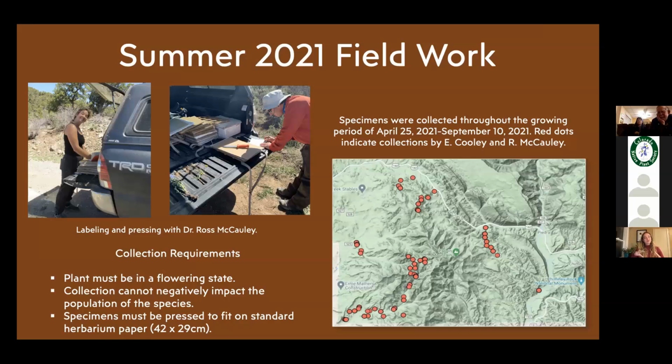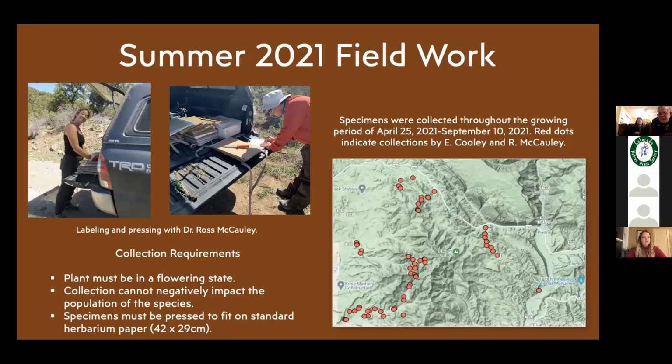And we have to make sure that the specimens fit onto a standard herbarium paper size. So we have to bend them a little bit and orient them. You take some newspaper, stick your specimen in the newspaper, fold the newspaper, then put some cardboard and some blotter paper and make this big sandwich. Then you wrench it all down and press these big specimens. You can see an example of that in the back of the truck there with Dr. McCauley. Our collection dates were from April 25th to September 10th.